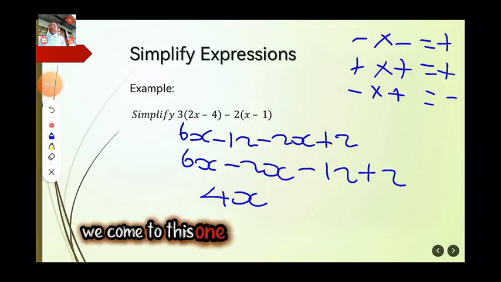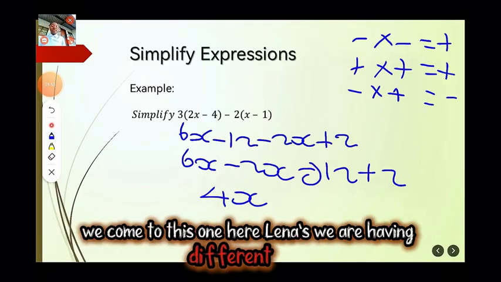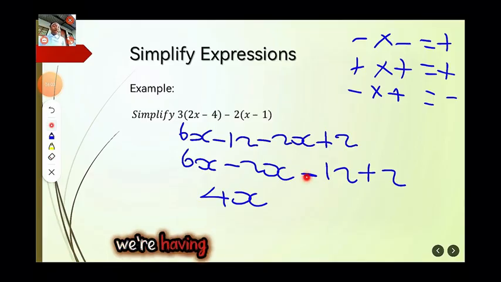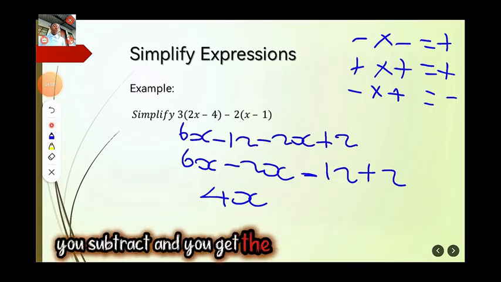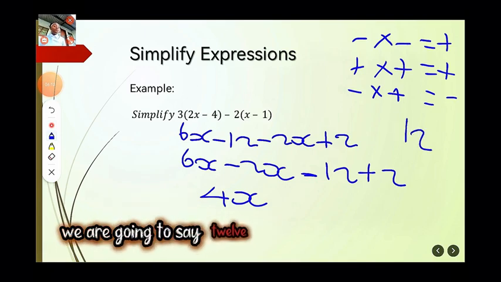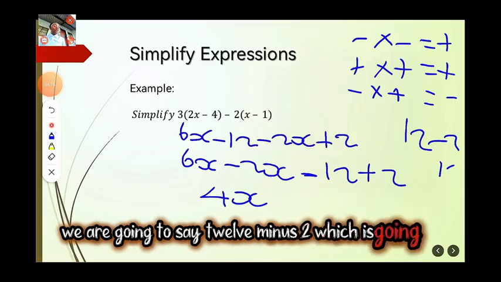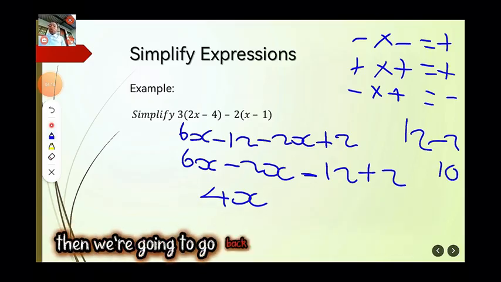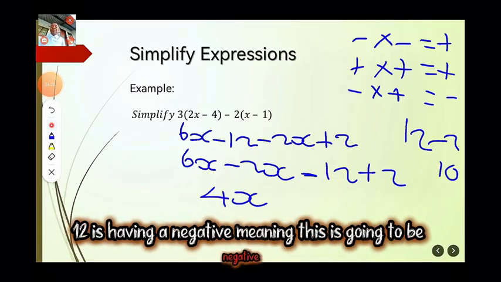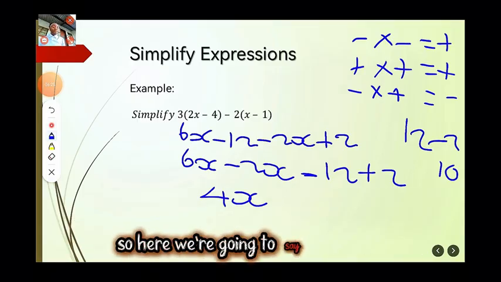We come to this one. Here, learners, we are having different signs. We are having a negative and a positive. When you're having different signs, you subtract and you get the sign of the bigger number. So here what we are going to do, we are going to say 12 minus 2, which is going to give us 10. Then we're going to go back to our drawing board. Here 12 is having a negative, meaning this is going to be negative 10.